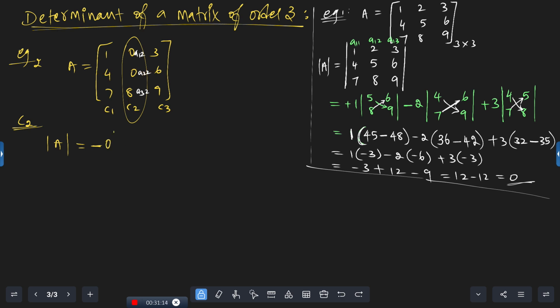Listen, 0. If you are taking the first element, row and column, and we strike out, what do we have? 4 6 7 9. What do we have? 4 6 7 9. So 0 into anything is 0 only. I didn't take the determinant here, the 2 by 2 I didn't find. Like that, the 2 2 entry gives plus 0.